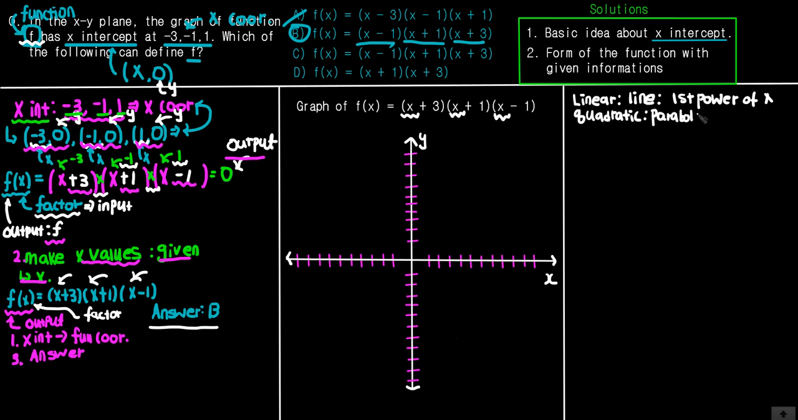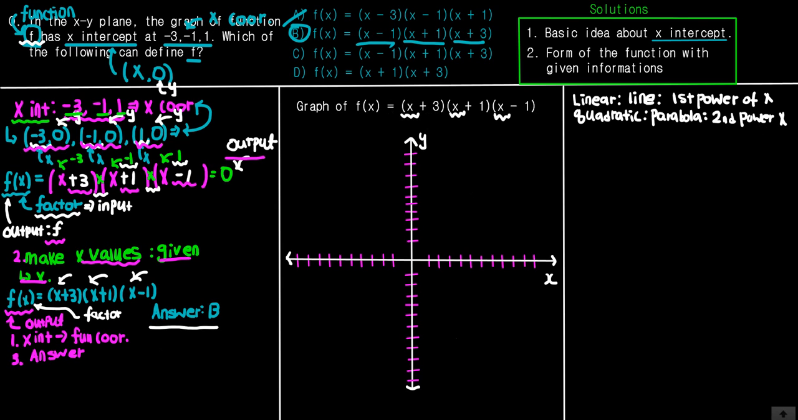A parabola has the second power of x as its degree. This function has a third-degree term, so it is not a quadratic either. It is not going to be a parabola or a line, which means we will need a lot of points to graph this function.